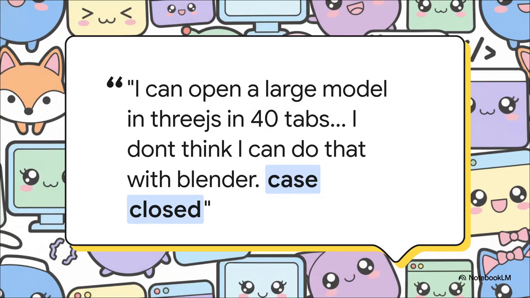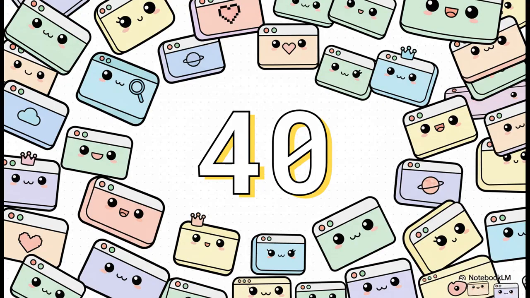And here we go. This is our optimist's big gotcha moment. He comes in hot and says, look, I can open a big 3D model in Three.js in 40 different tabs. You can't even dream of doing that with Blender. Case closed. I win. You've got to admit, on the surface, that sounds like a total knockout. 40 tabs. It's such a big number. It feels final, undeniable. But is it?